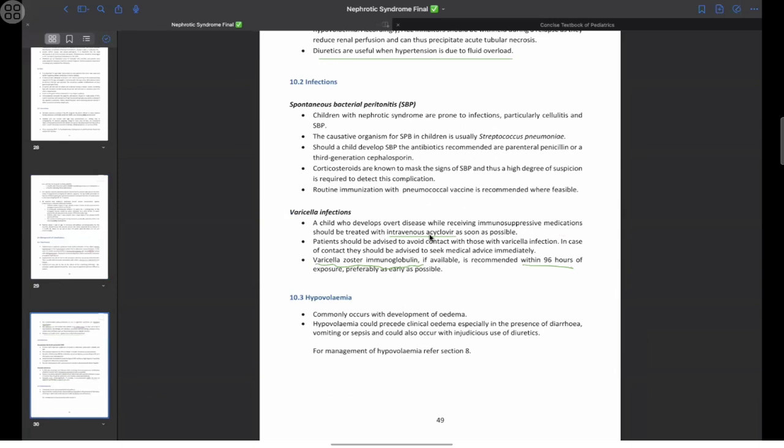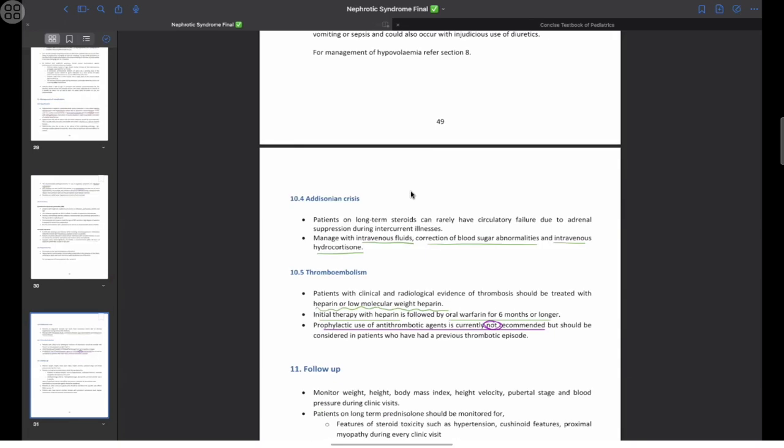But if the child develops varicella infection while getting immunosuppressive medications, then you have to treat with IV acyclovir as soon as possible. Then just read this: patients should be advised to avoid contact with those with varicella infections. In case of contact, they should seek medical advice immediately. And we can give varicella zoster immunoglobulin, if available, which is recommended within 96 hours of exposure. This is for treating people if they get varicella infections.